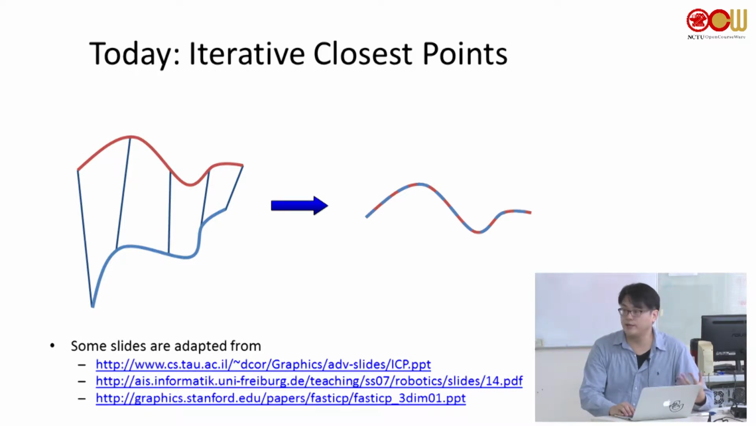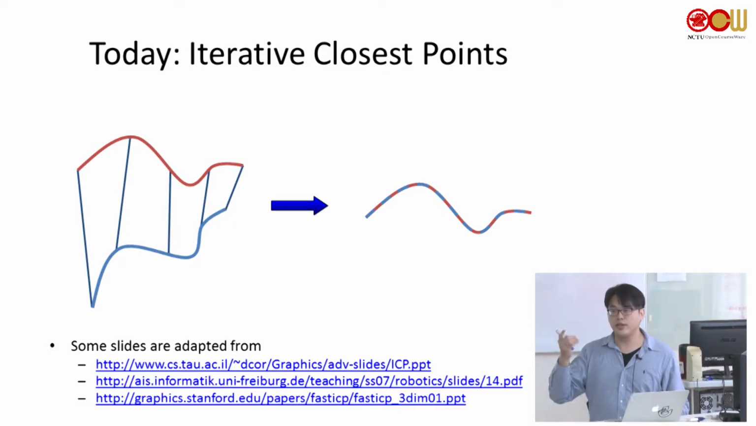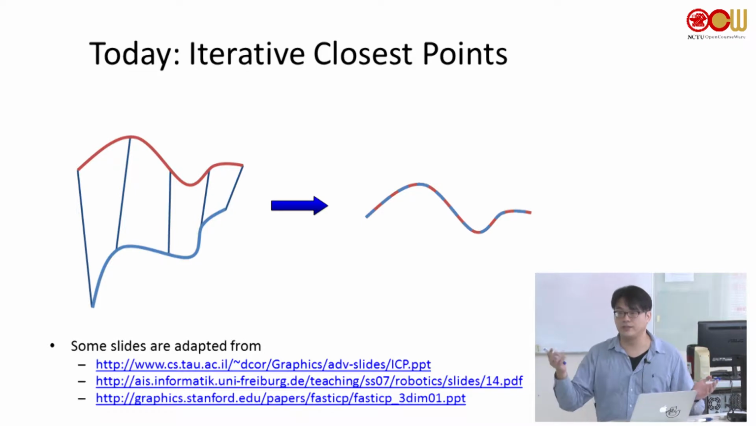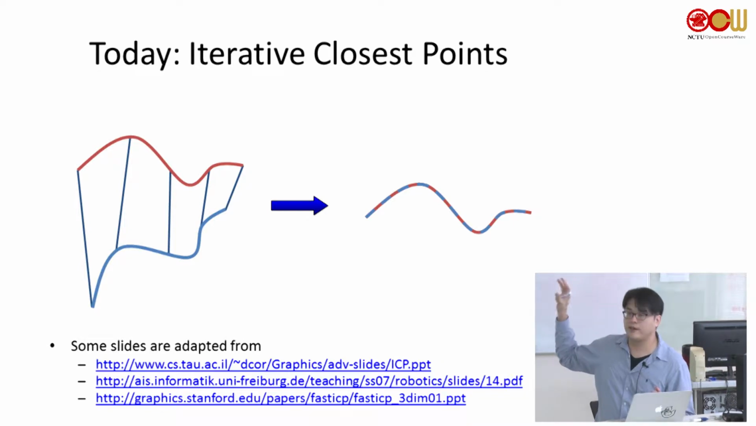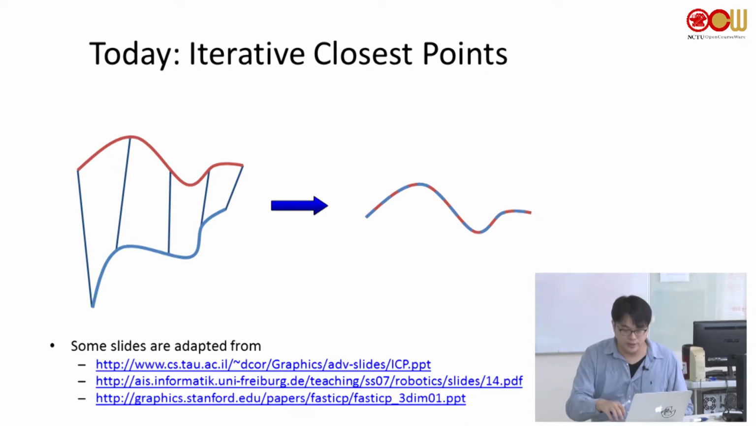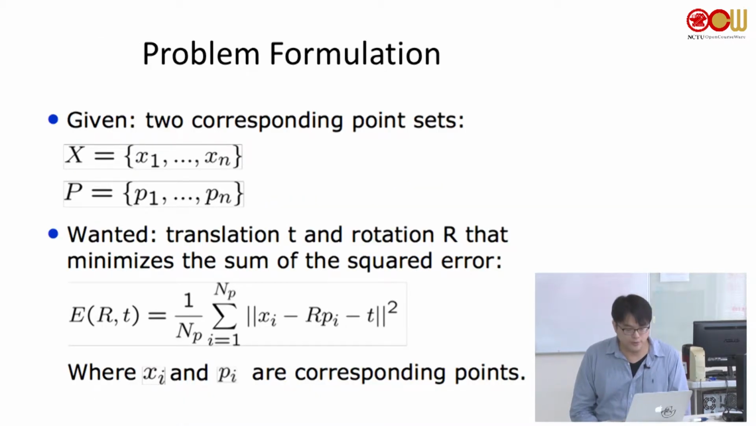Let's take a look at the formal problem formulation. If we got the right rotation and translation, essentially the transformation, then you could fit from the left-hand side to the right-hand side. You have two corresponding point sets, X and P over here. There are n points, and you want to compute the translation T and the rotation R so that it will minimize the error.